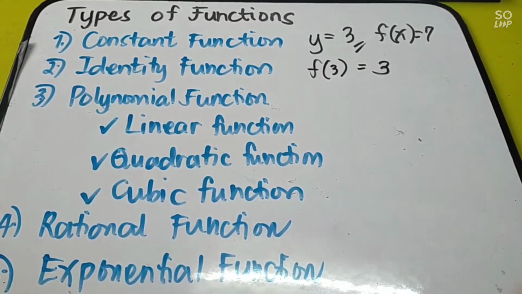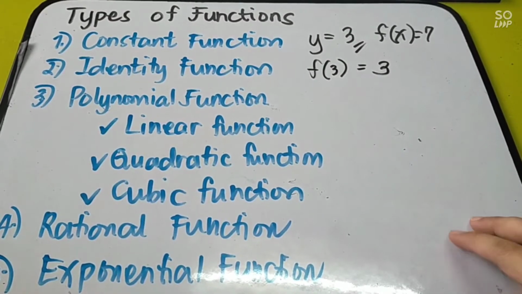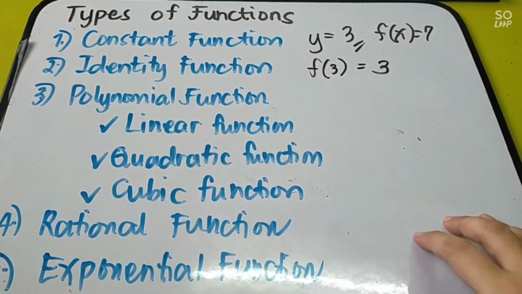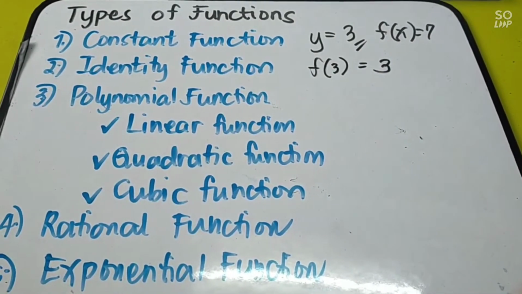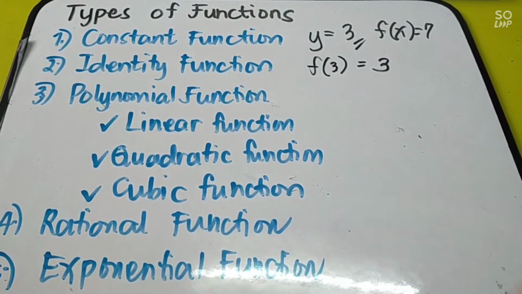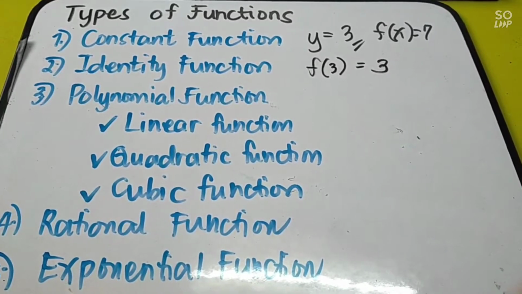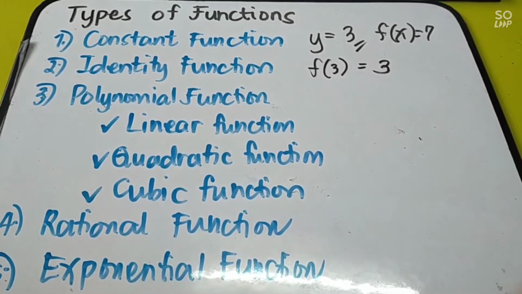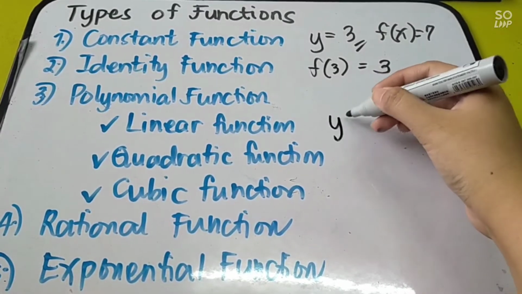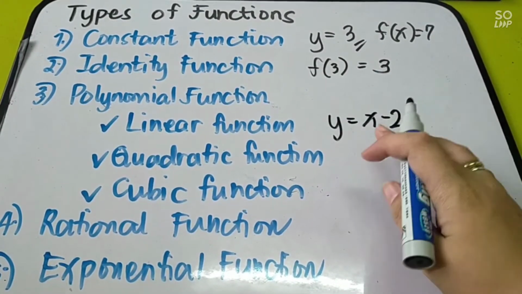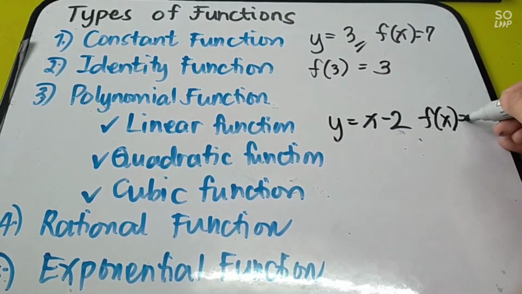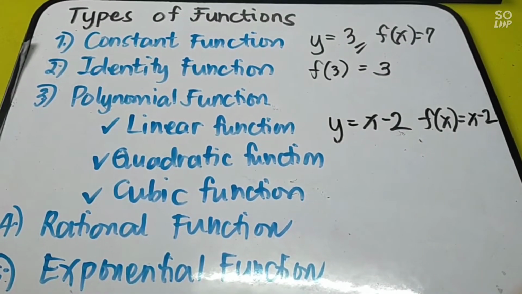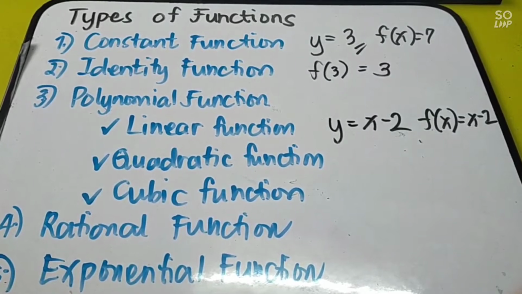Kay polynomial function naman, dito naman, meron tayong tatlo. So, we have, ito yung madalas, linear, quadratic, at saka si cubic. So, linear function, if and only if the highest exponent mo is 1. For example, you have y is equals to x minus 2. That is a linear function. Or pwedeng f of x is equal to x minus 2. That is an example of linear function.